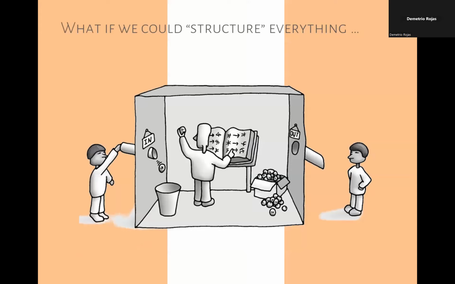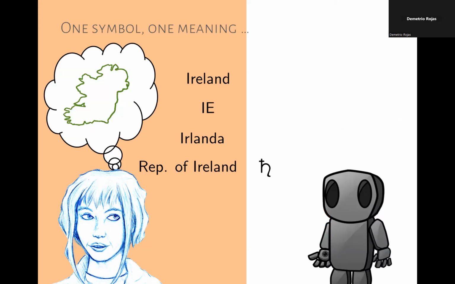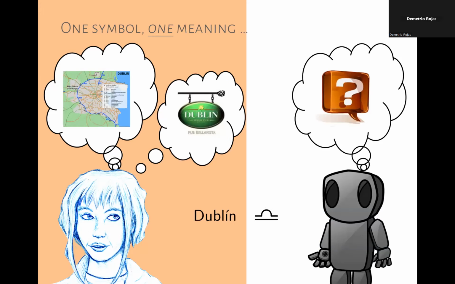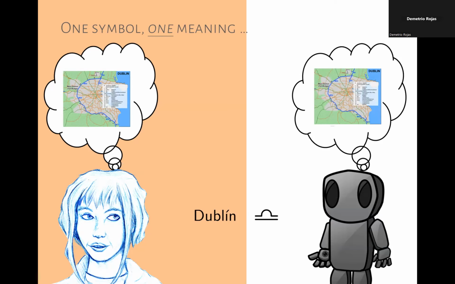So the question then is, what if, like in Searle's room, we could structure everything? What if we could, for example, have one symbol with one meaning, which means that instead of having 5 different names for the same thing, we have one symbol. Whatever that symbol is doesn't matter. It's just something we all agree on. This means this country. What if we had, again, one symbol, one meaning, which means that we can't use one symbol to refer to multiple things. We remove this problem. Idealized world. We're never going to be able to do this, but okay, let's just assume we could. That would be great.